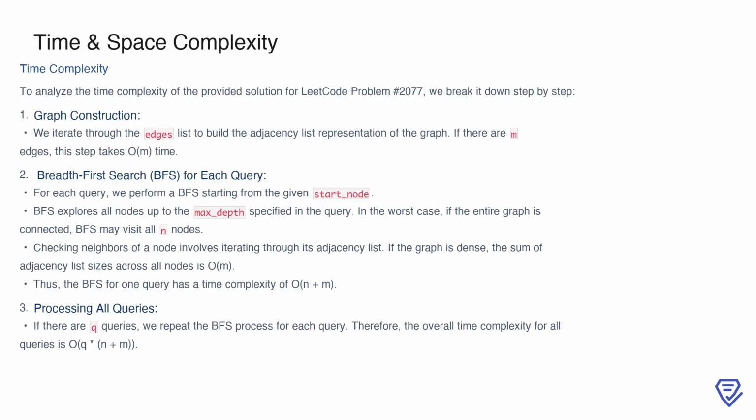When processing all queries, if there are q queries in total, the BFS process is repeated for each query, leading to an overall time complexity of O(q * (n + m)). This step-by-step breakdown highlights how the solution scales with the size of the graph and the number of queries.